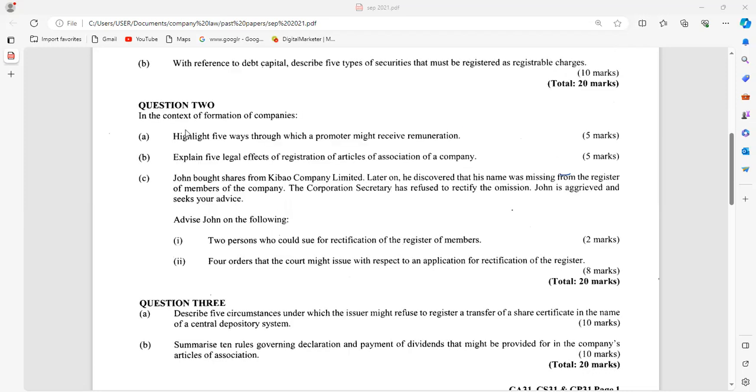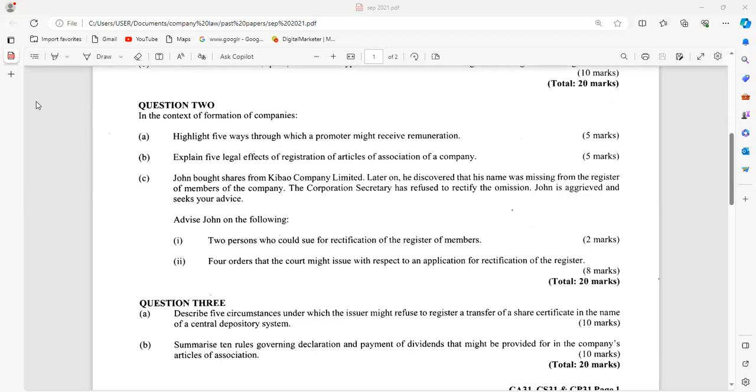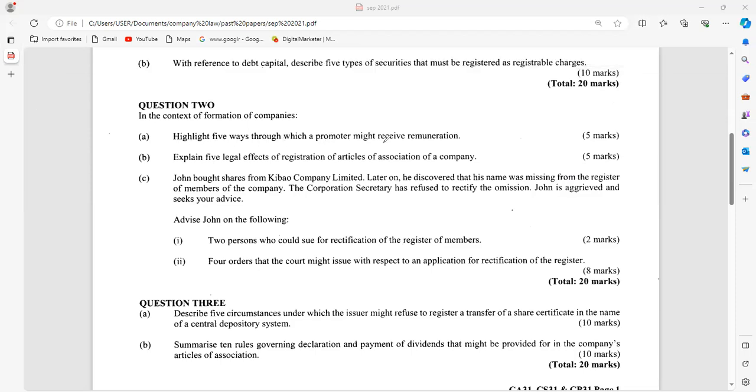The other thing that I wanted us to look at again here, another question, is this one. 5 ways through which a promoter might receive remuneration. What are they saying? 5 ways in which you can pay a promoter. Remember we said promoters aren't necessarily paid. Okay? So it's not a must. So how do you pay them if you decide to pay them? Well, you can compensate them for expenses. You can give them deferred stock or deferred shares. Okay?